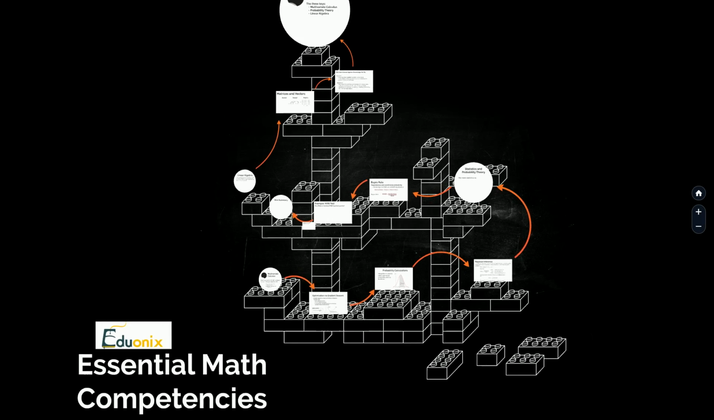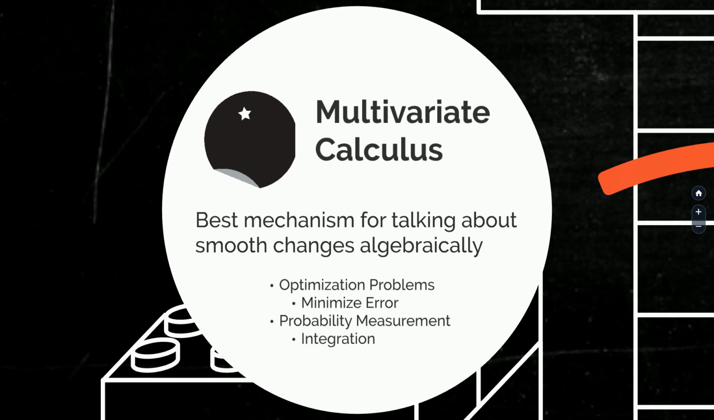The first thing we're going to talk about is multivariate calculus. Calculus is the best math we have to talk about smooth changes. And when it comes to machine learning, this is happening constantly. When we have optimization problems, what we're really trying to do is minimize the error. And we do this by using derivatives and gradients. When we're doing probability measurements, we're going to do integrations to sum up the weights and get our probabilities. So we're using both derivatives and integration in a variety of different settings. But let's go ahead and dive in and see some of those actual examples.